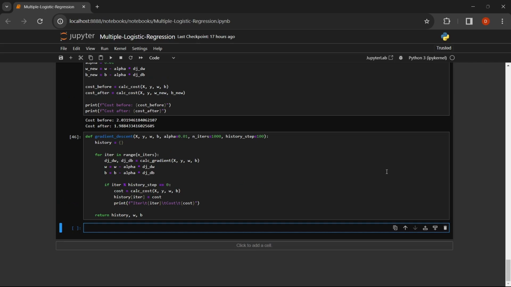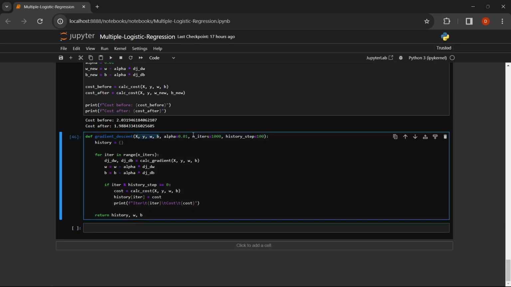Alright, so here we have our gradient descent function. We're passing in these x, y, w, and b values. We're starting with a learning rate of 0.01. We're going to go over 1,000 iterations with a history step of 100. Again, history step is to record the cost every 100 iterations.